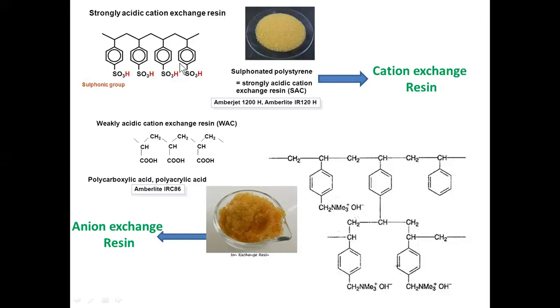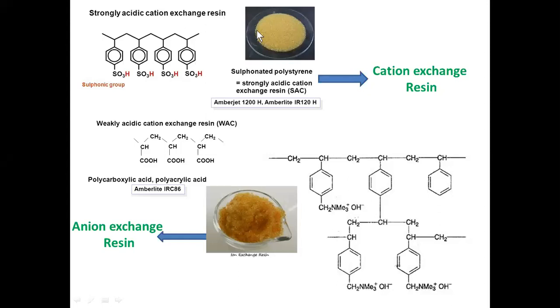So you use this as a resin, and whatever cationic solutions you pass through the chromatographic column, those cations are going to be exchanged in place of the hydrogen ions, and the hydrogen ions are going to be released out. This is a very simple example to express the structure or the action of a cation exchange resin.